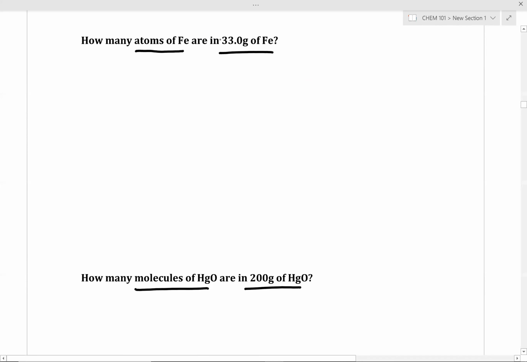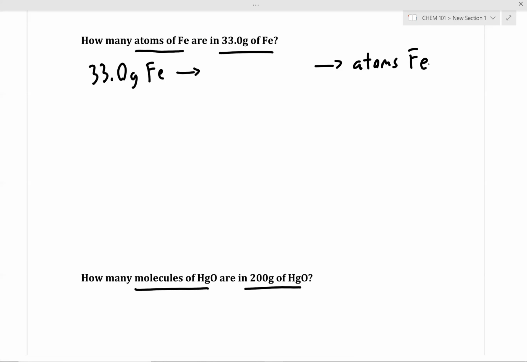So in the first example, what are we given in the problem? What are we starting from? Grams. Okay, so we have 33.0 grams of iron, and our eventual goal is to report the atoms of iron. What is our stepping stone? How do we access atoms? From what unit? Moles, right? So we're going to need to go to moles of iron. So grams to moles to atoms.